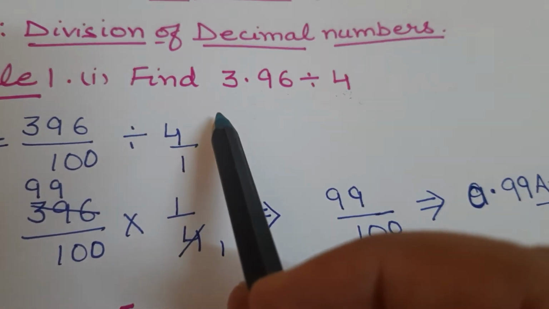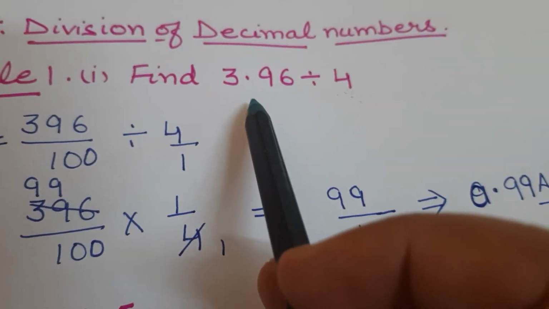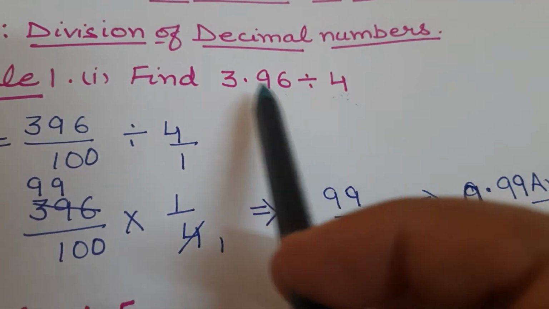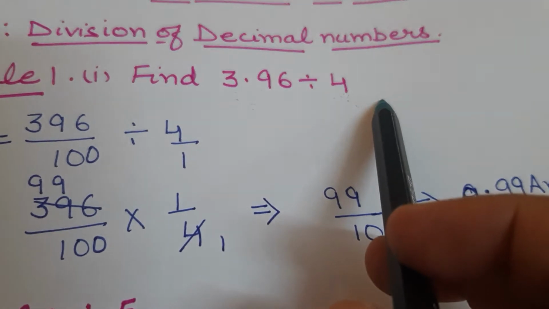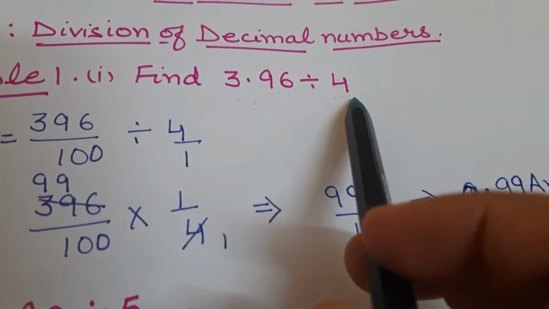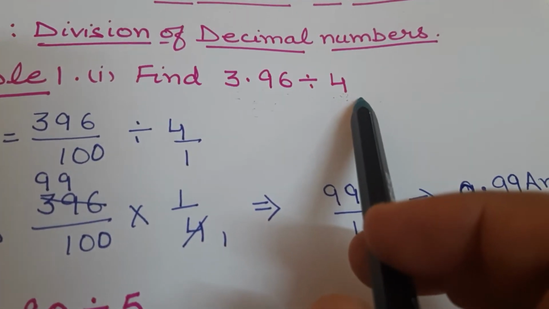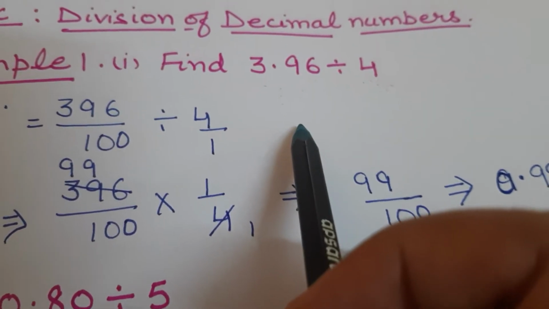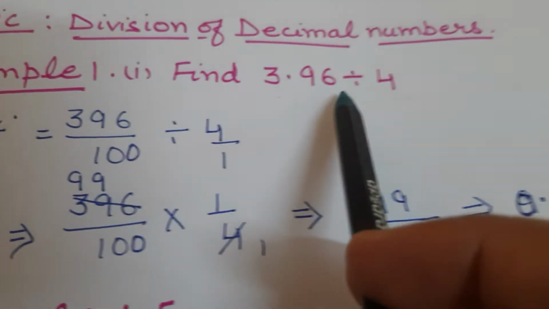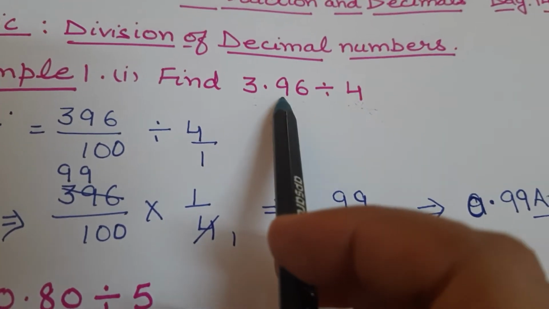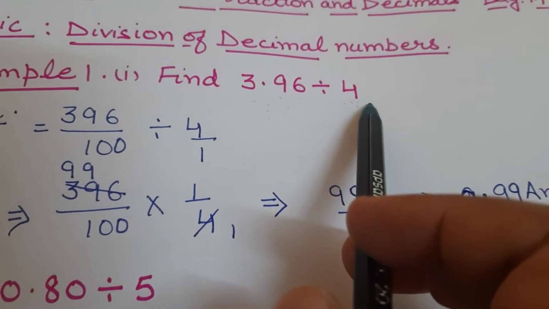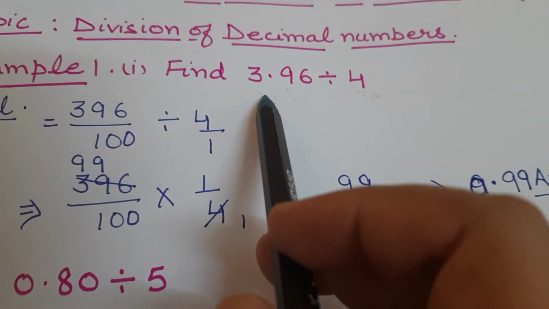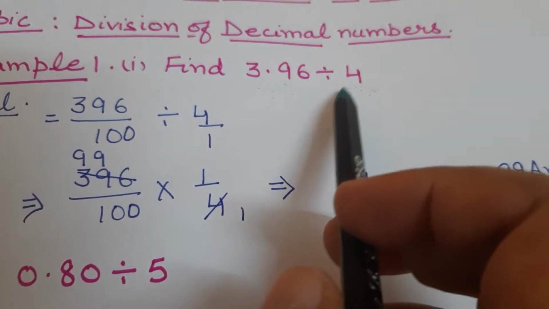But today we will divide a decimal number by a whole number, or a whole number by a decimal number, or both numbers can be decimals. So all these three types we will discuss one by one. First, I am taking the case where the dividend is a decimal but the divisor is whole. So how will we do it? 3.96 divided by 4.